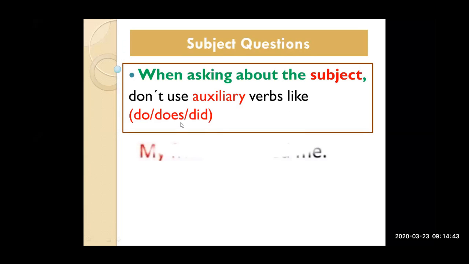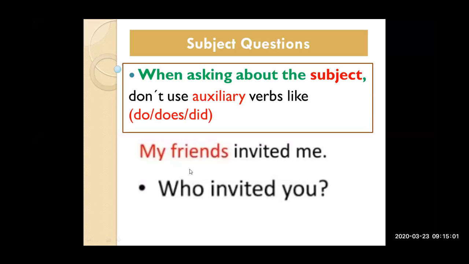An example: my friends invited me. My friends is the subject. I'd like to make a question asking about my friends. Who can make the question? Excellent. Who invited you? We replaced my friends with who, and we continue the sentence. So we ask about the subject, the first part of the sentence. Don't forget, don't use auxiliary verbs. That was my first note, my first step.